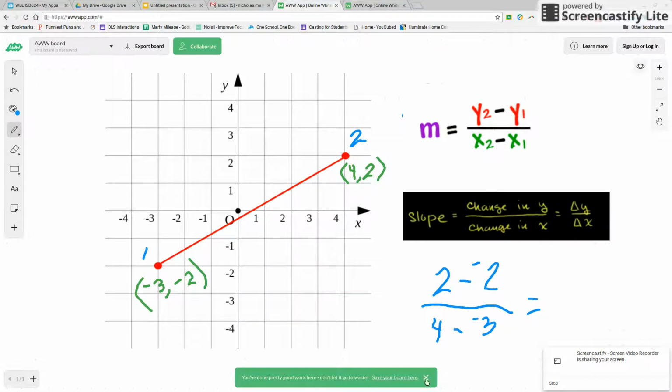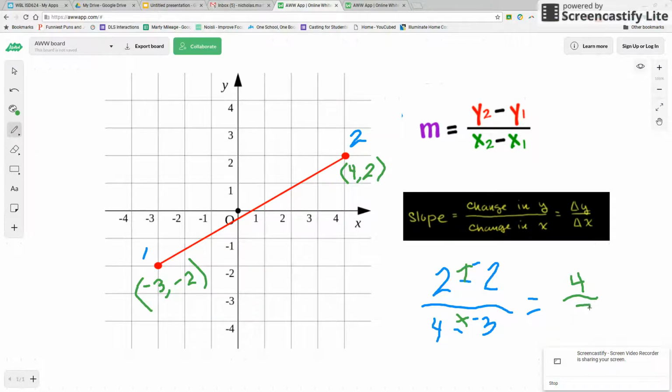All right, so it kind of looks like a bunch of mumbo jumbo here. So let's take it to the next step. I'm going to switch colors just to show you. Now let's actually do the math. 2 minus a -2. Anytime we take away a negative, it's like adding. So 2 minus a -2 is like 2 plus 2, and we get 4 on the top. Our second one is 4 minus a -3. We're subtracting a negative, which is the same thing as adding. 4 minus a -3, or 4 plus 3, is 7.